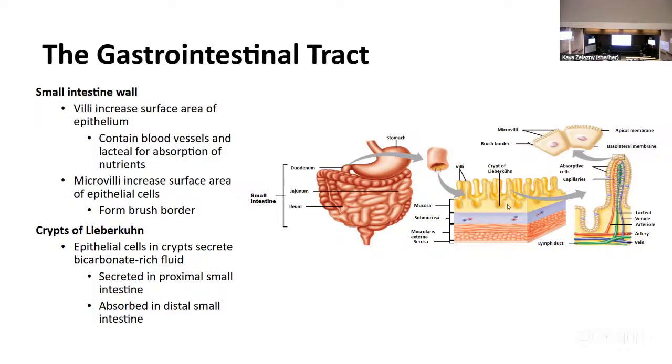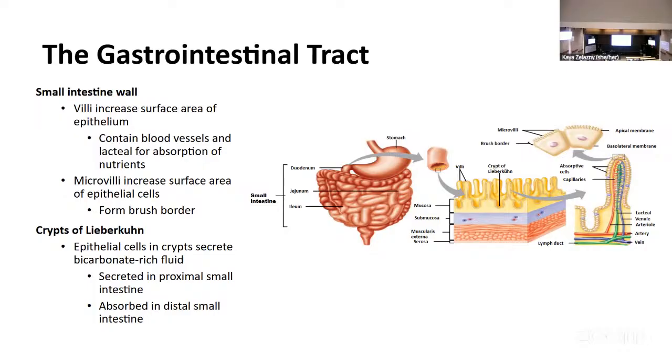So the point of these crypts of Lieberkühn is that they have epithelial cells in them that are secreting a bunch more bicarbonate, basically. This is particularly going to be true in the proximal small intestine. So remember, proximal, proximity means near, close. So we mean the first parts right after the stomach is where we're secreting this bicarbonate-rich fluid.